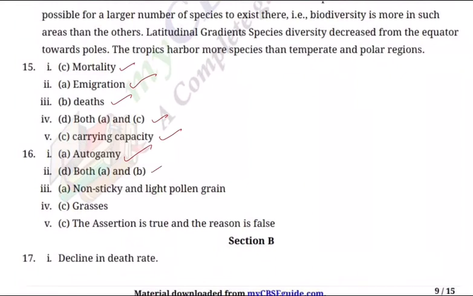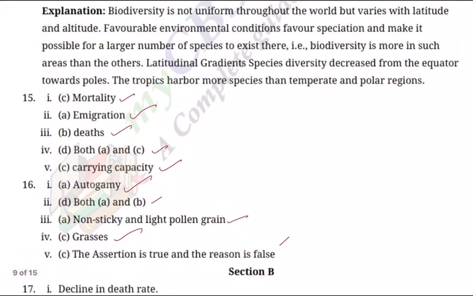Then question 16, it is autogamy. Question 2, both A and B. Question 3, non-sticky and light pollen grain. And 4th, grasses. And 5th, assertion reasoning question, answer is C. Assertion is true and the reason is false.